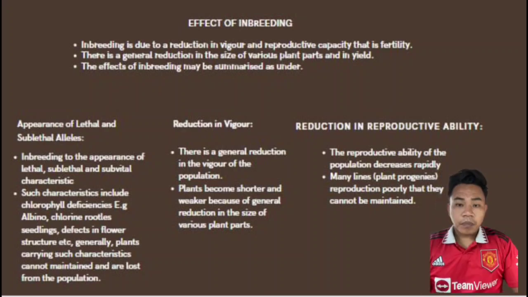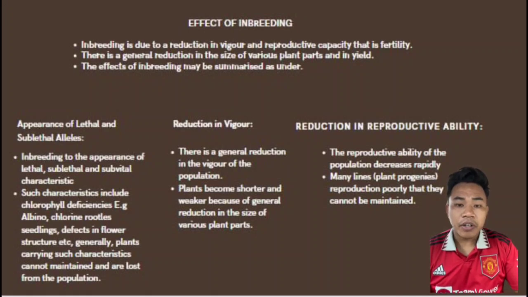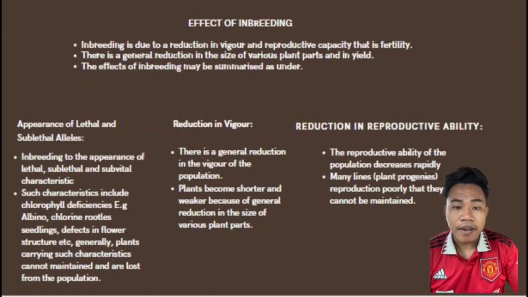Effects of inbreeding. Inbreeding causes a reduction in vigor and reproductive capacity. There is a loss of fertility. There is a general reduction in the size of various plant parts and yield. The effects of inbreeding may be summarized as follows.